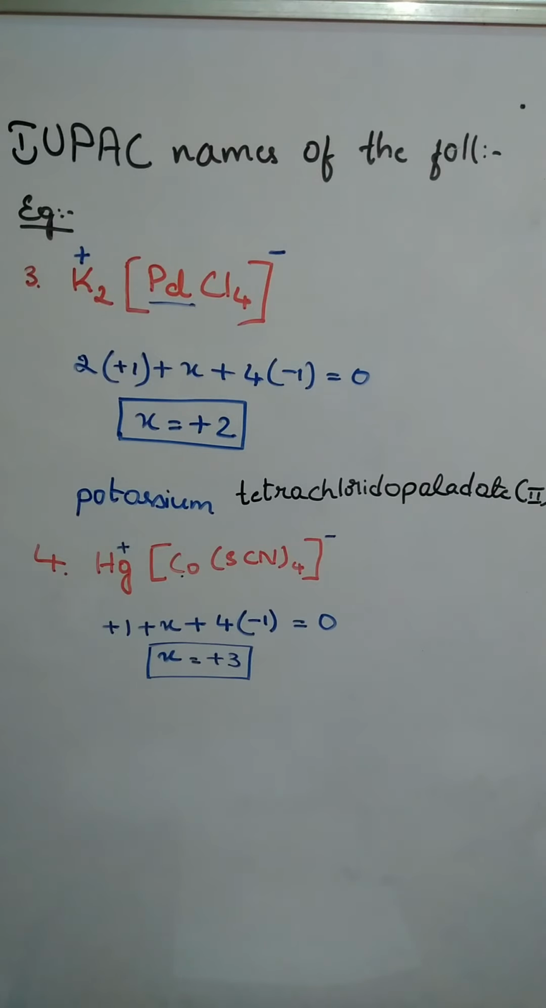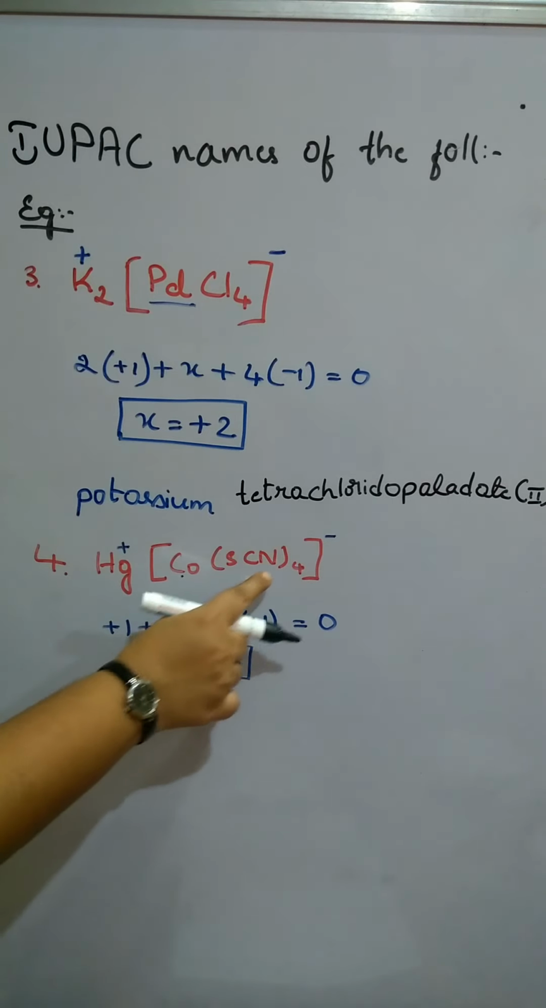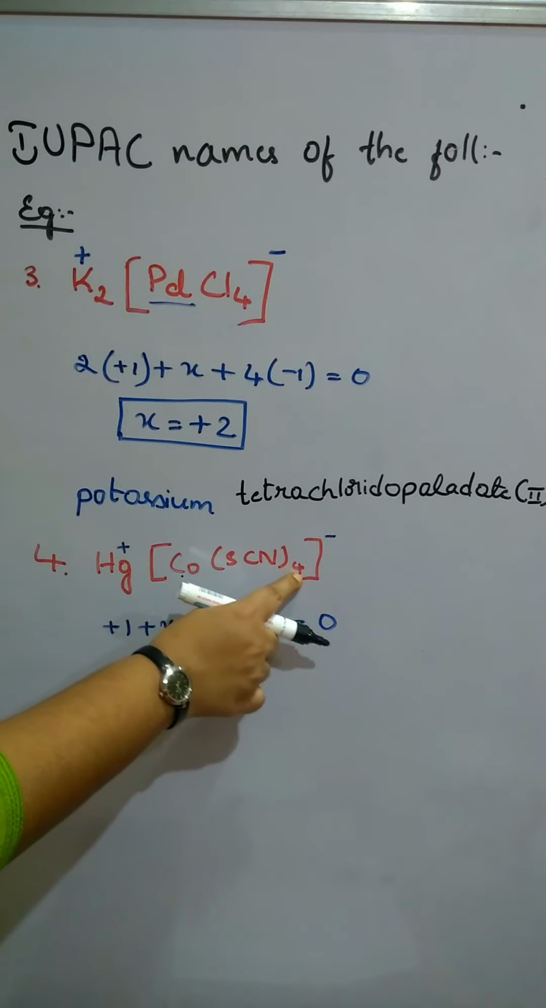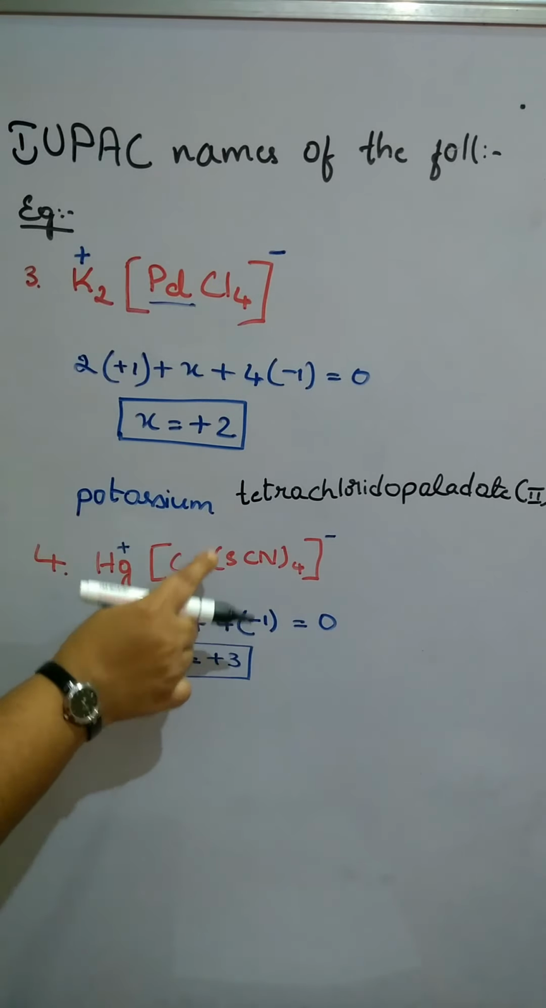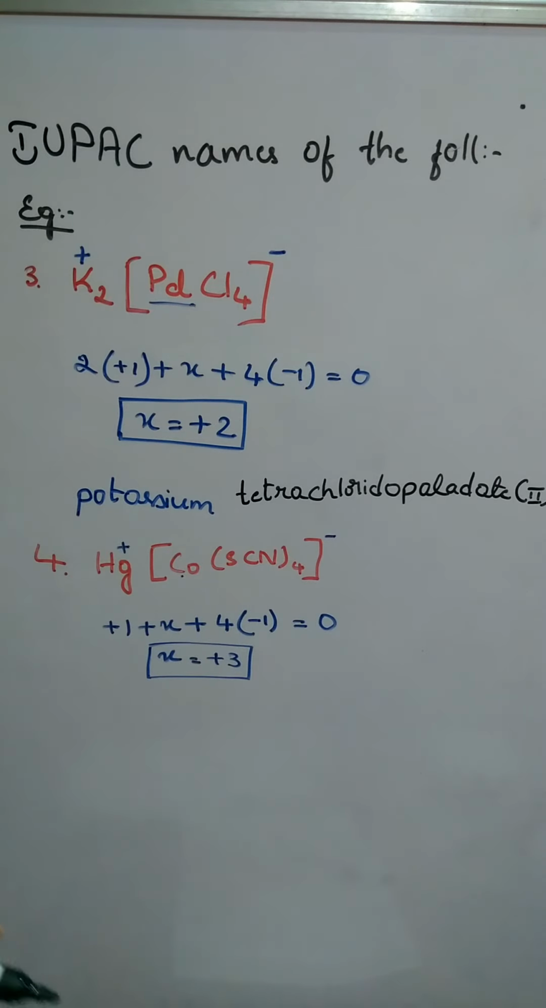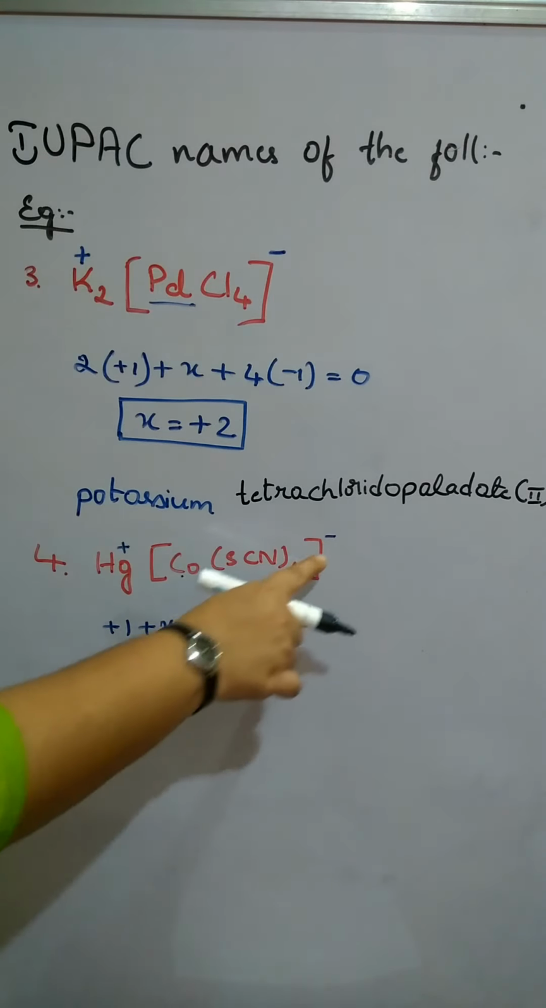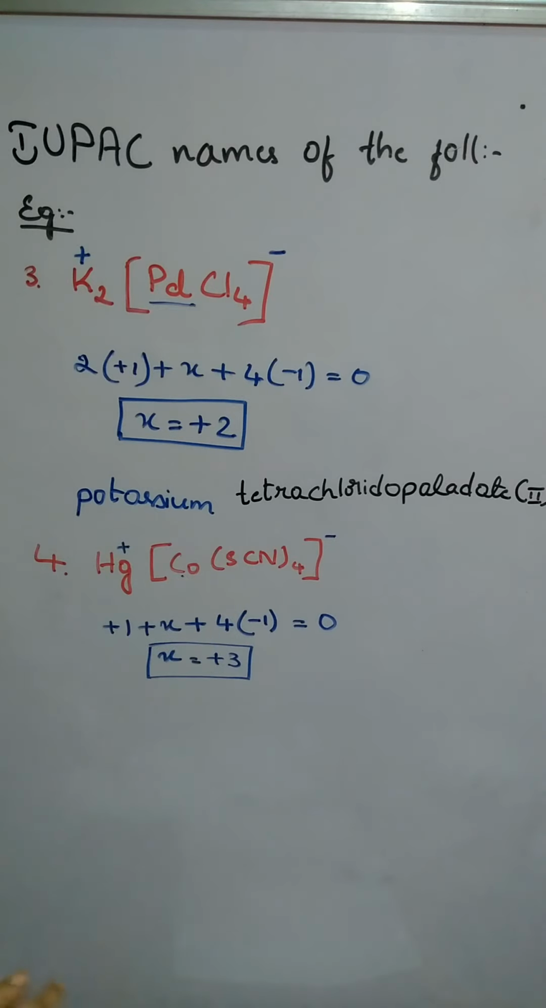So we'll start writing the names. Already we have seen the rules also. First we should write the name of the simple cation, leave some space, then write the name of ligand in alphabetical order with the numerical prefix. Then write the name of the metal, and the name of the metal should end with ATE since it is an anionic complex. So we should do that one.